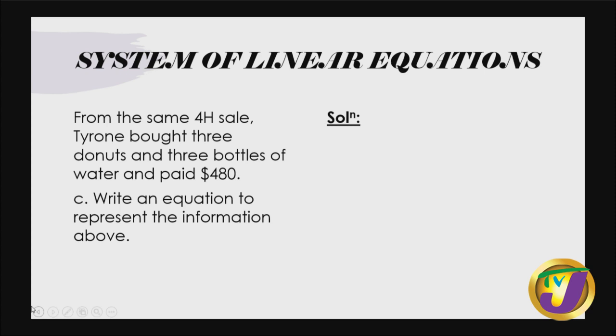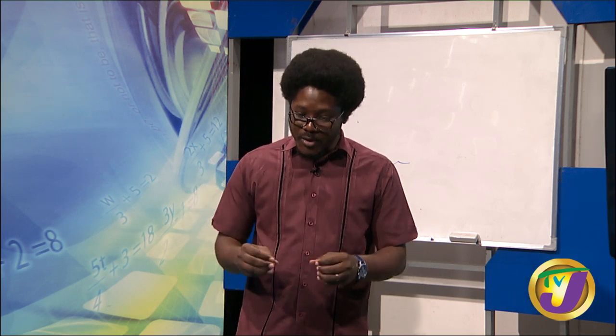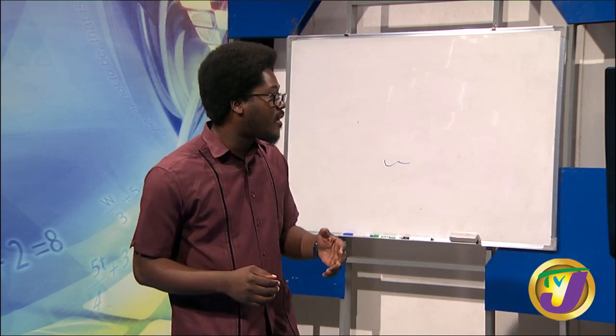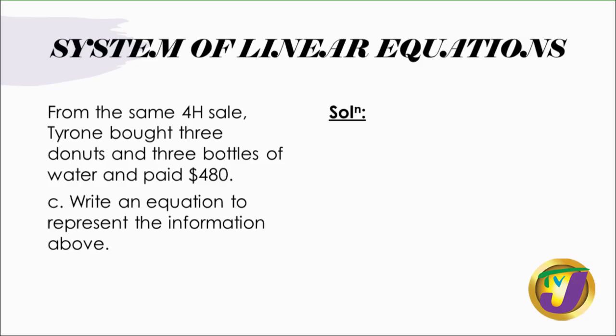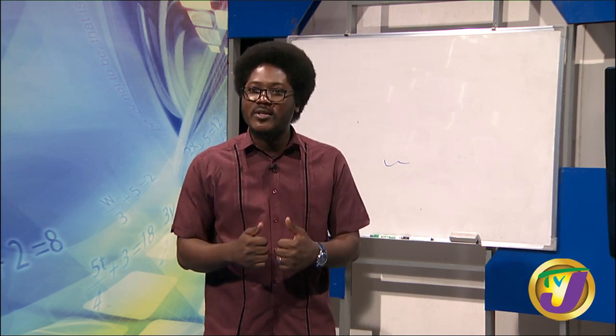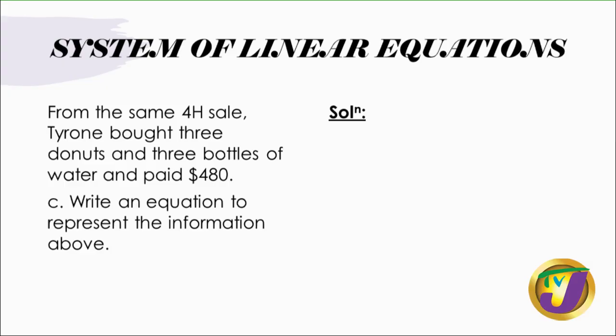Now, from the same 4-H sale, Tyrone bought 3 bottles of water and he also bought 3 donuts. He paid $480 for these items. We are to write an equation to represent this information above. Let us remember we used D to represent the cost of 1 donut and W to represent the cost of 1 bottle of water. Are you guys able to tell me what you think the equation is going to look like? If you said 3D plus 3W is equal to 480, then you are correct.